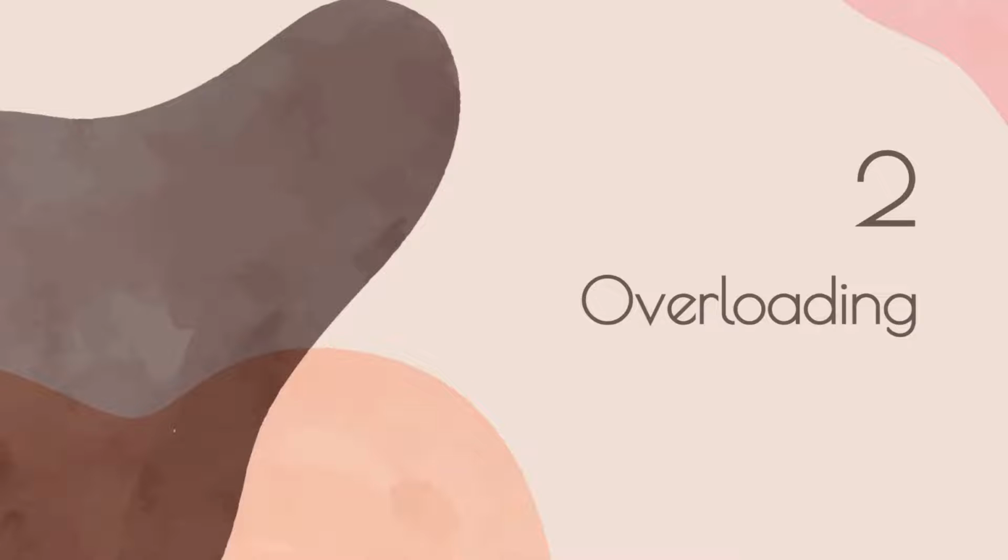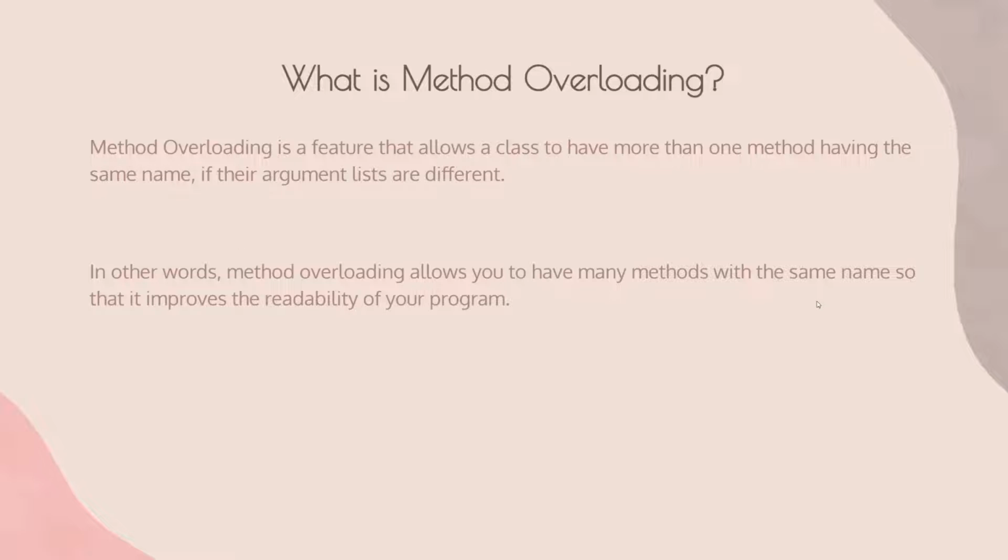So next we'll be talking about overloading. Method overloading is a feature that allows a class to have more than one method having the same name, if their argument lists are different. In other words, method overloading allows you to have many methods with the same name, so that it improves the readability of a program. So say, when you name a method, you usually name the method for its purpose.